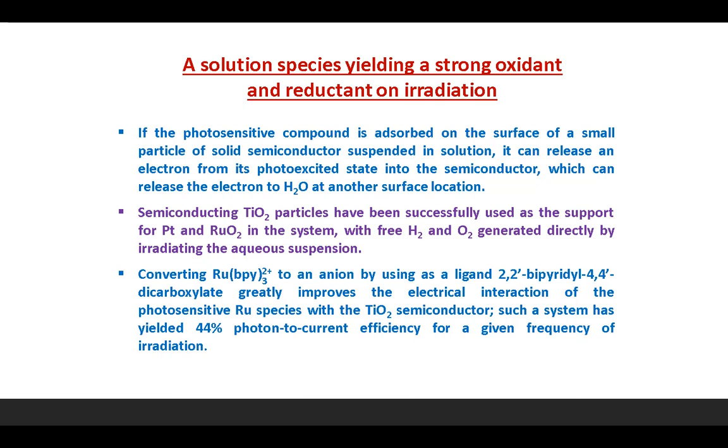Semiconducting titanium dioxide particles have been successfully used as the support for platinum and ruthenium oxide in the system, with free H2 and O2 generated directly by irradiating the aqueous suspension. Converting tris-bipyridine ruthenium(II) to an anion by using as a ligand 2,2'-bipyridyl-4,4'-dicarboxylate greatly improves the electrical interaction of the photosensitive ruthenium species with the titanium dioxide semiconductor. Such a system has yielded 44% photon to current efficiency for a given frequency of irradiation.